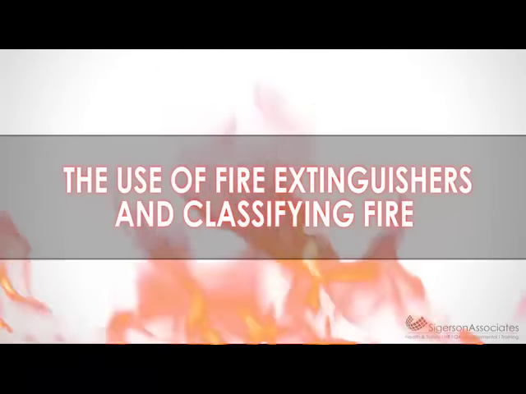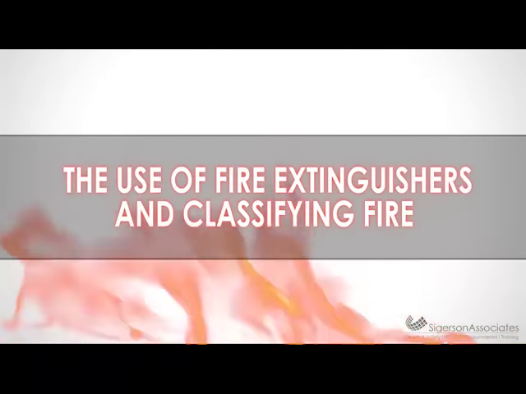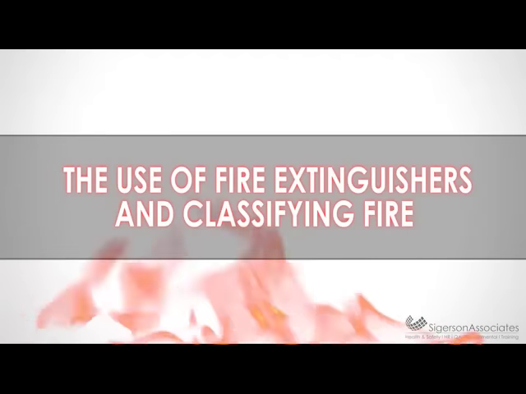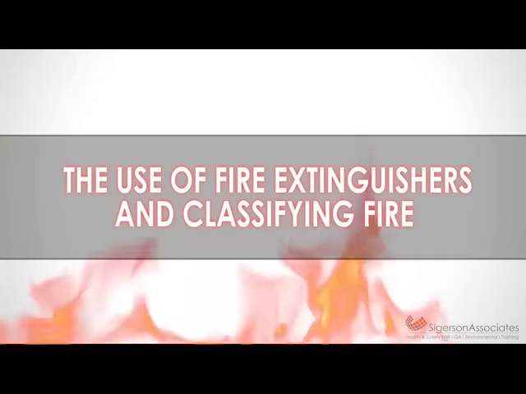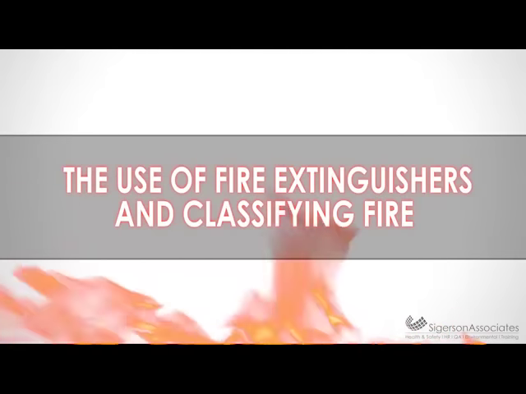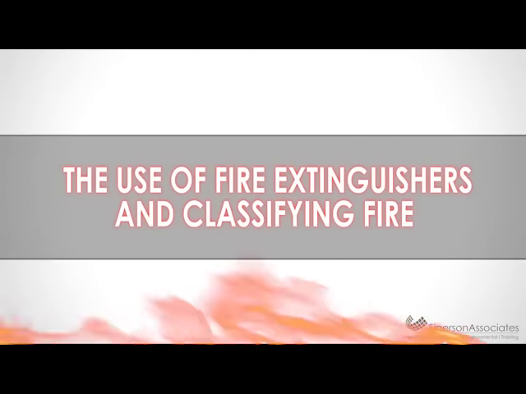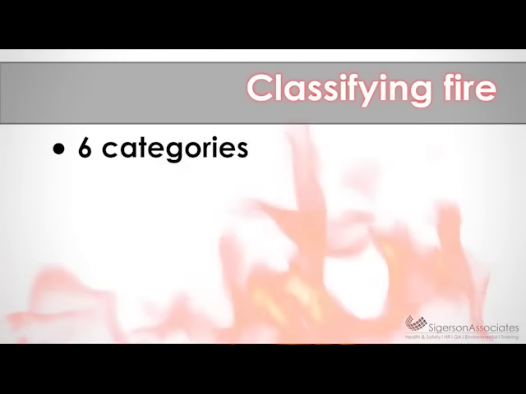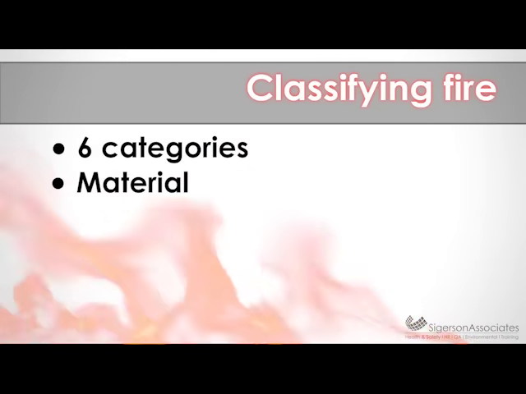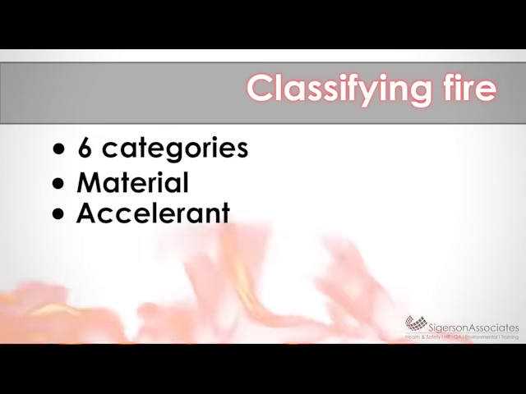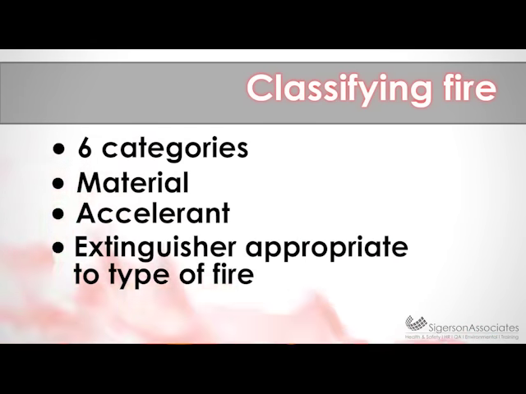The use of fire extinguishers and classifying fire. A large part of knowing which fire extinguisher is suitable for which application is to have an understanding of the different types of fire. Fires are generally classified into 6 categories. These refer to the material that is burning and any accelerants that may be involved. In some cases, only one specific fire extinguisher will be appropriate for the type of fire.